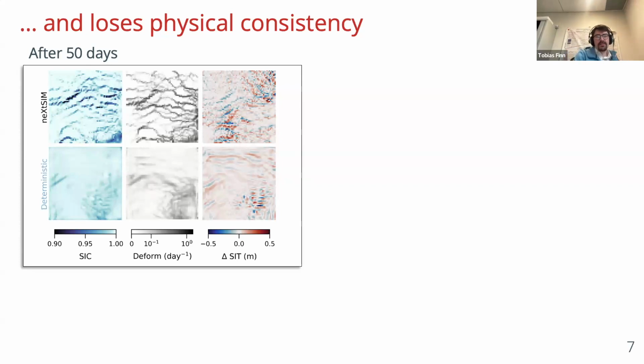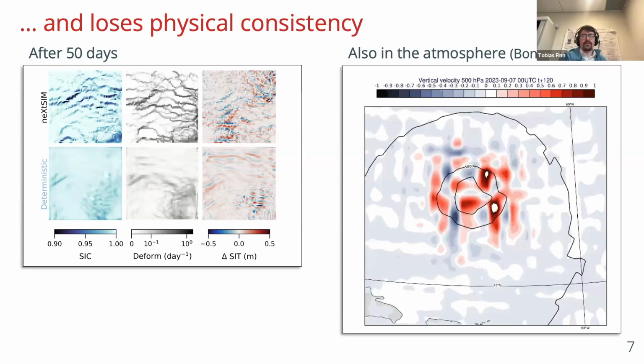And actually the same was found for atmospheric forecasting. There's a nice paper from Massimo Bonavita from the ECMWF, who looked into how well Pangu-Weather can model tropical cyclones and so on. This is the vertical velocity at 500 hectopascal, and this does not look at all like what we would expect from a tropical cyclone. So this means that also in weather prediction, we have exactly the same problem. Also in weather prediction, our deterministic forecasting models lose any physical consistency.